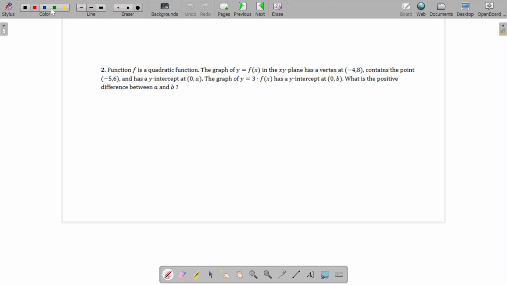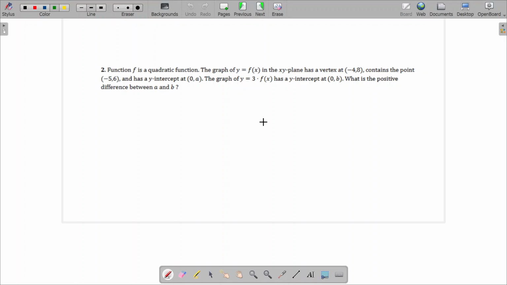So the question is, the function f is a quadratic function. The graph of y equals f of x in the xy plane has a vertex of (-4, 8), contains the point (-5, 6), and has a y-intercept of (0, a). The graph of y equals 3 times f of x has a y-intercept at (0, b). What is the positive difference between a and b?